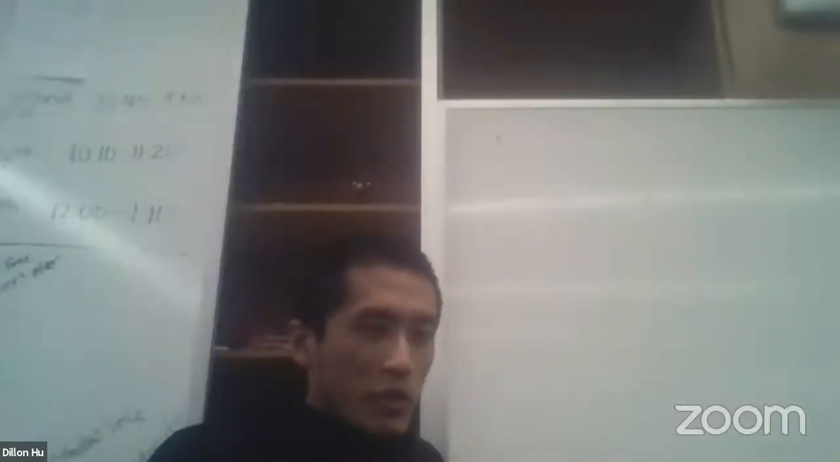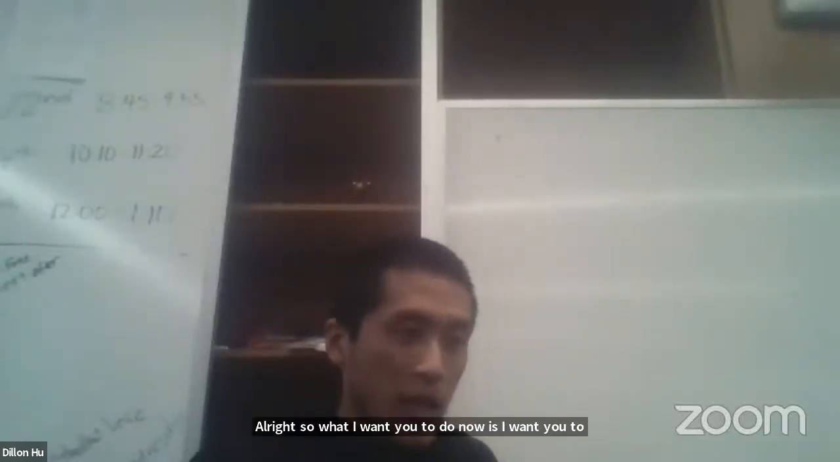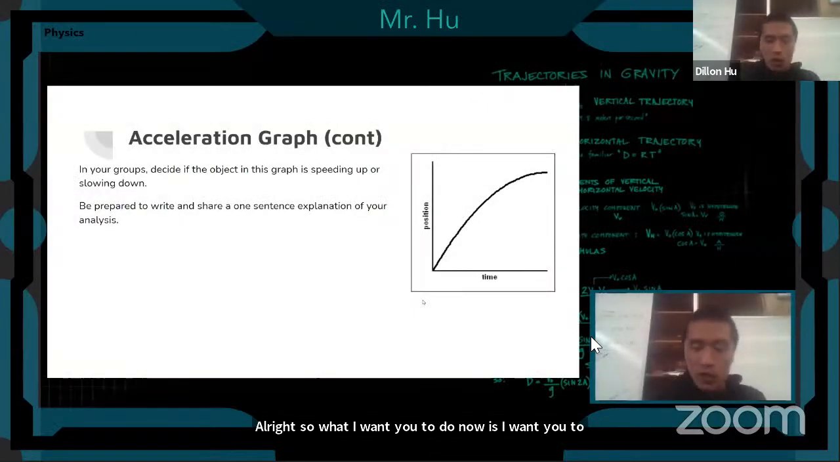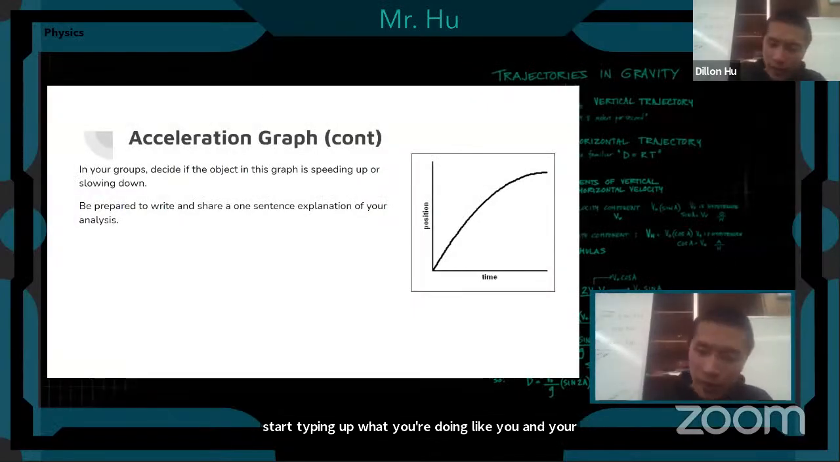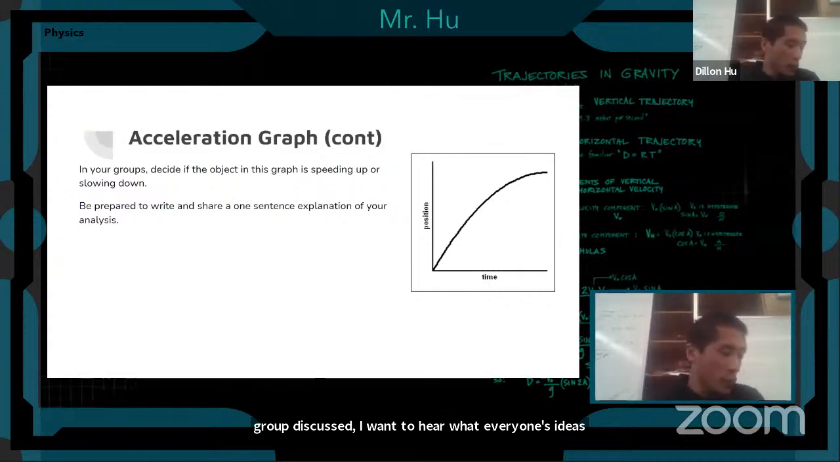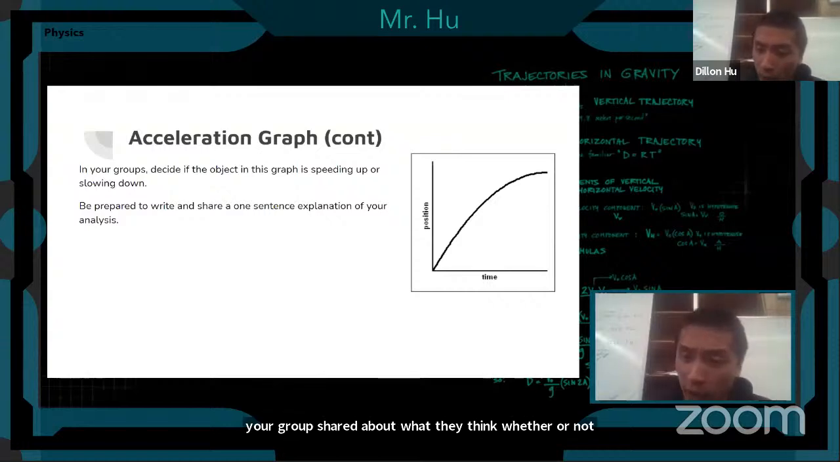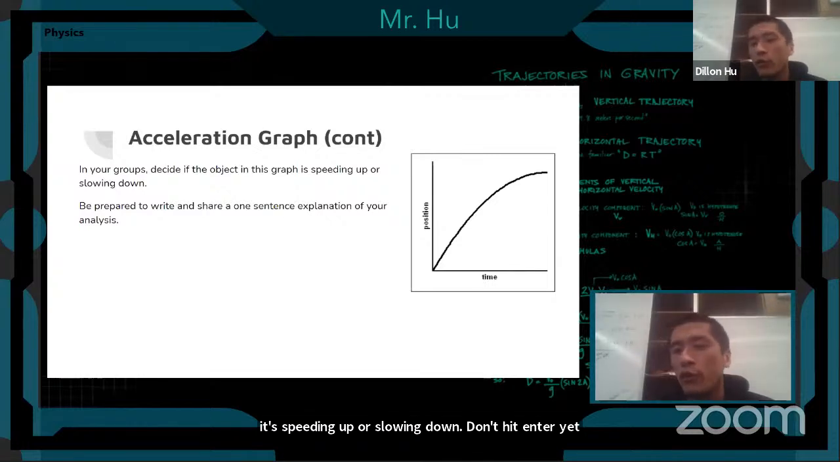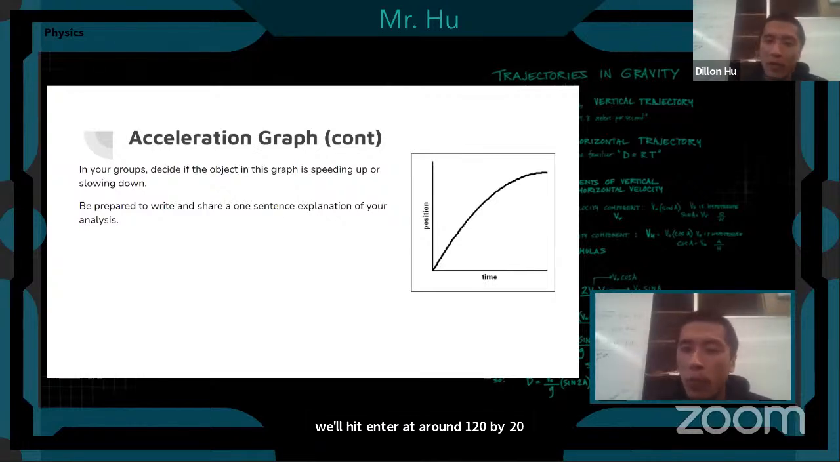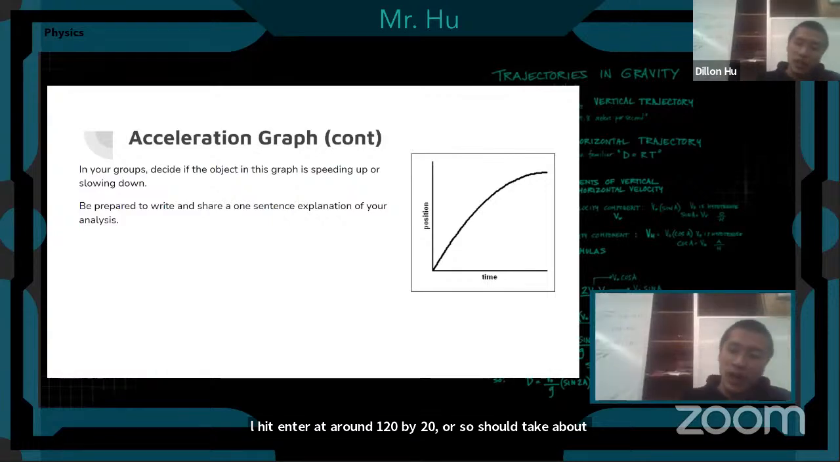All right, so what I want you to do now is start typing up what you and your group discussed. I want to hear everyone's ideas. In the next minute or so, start typing up what your group shared about whether it's speeding up or slowing down. Don't hit enter yet. We'll hit enter at around 124 or so. So take about a minute to write up what your group said.